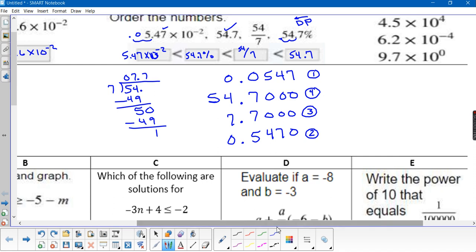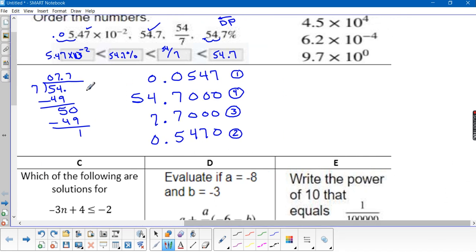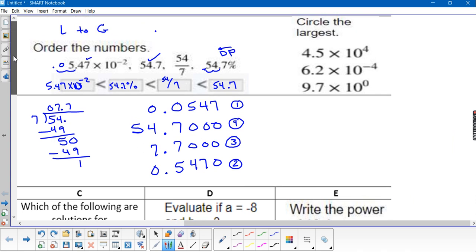Let's roll on. Looks pretty simple on this next one. All it's asking us is to circle the largest. Again, the first thing we're going to compare is exponents. If none of the exponents are the same, we're not worried about this number over here. It's irrelevant. The largest exponent on a number line would be the one farthest to the right, which would absolutely be the 4th power. Okay?